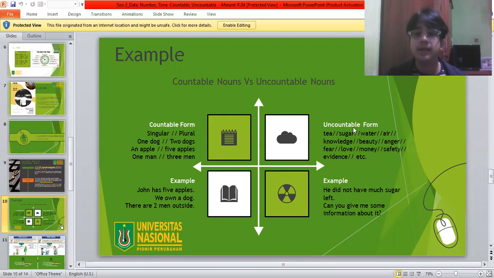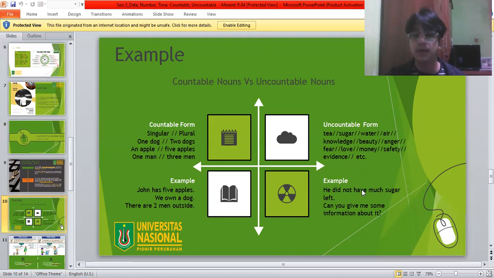Okay. And this is for the uncountable form, like a liquid, right? Tea. It consists of water and also the tea, and we cannot count water. Who can count water? Nobody. And sugar, we cannot count sugar. How many sugar? We cannot count that. Dust and sand, we cannot count those things. Water, air, those are uncountable nouns. And knowledge, beauty, anger, the things that we cannot count. Money, safety, evidence.